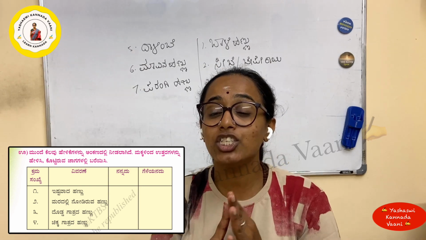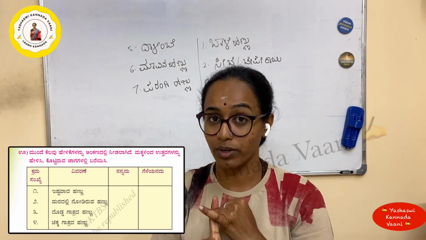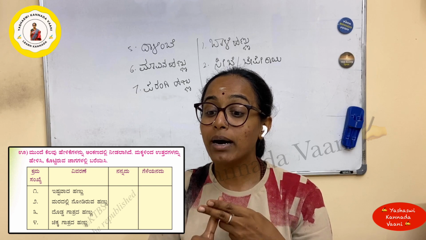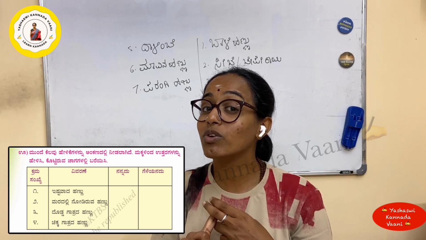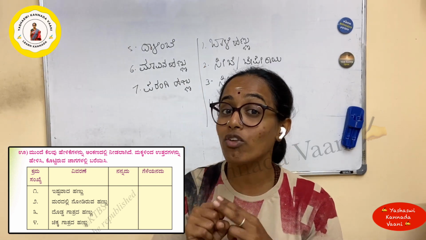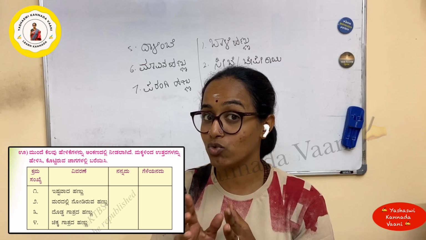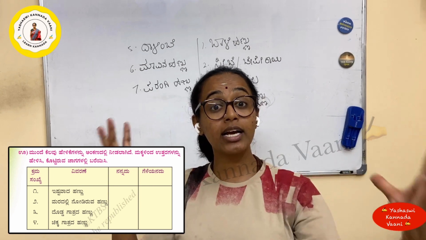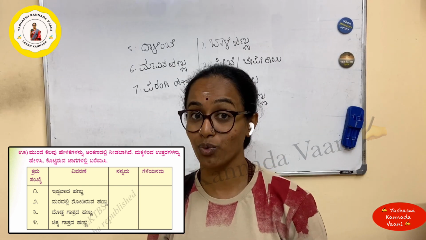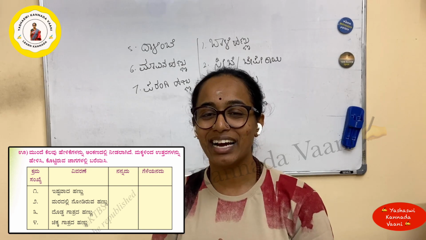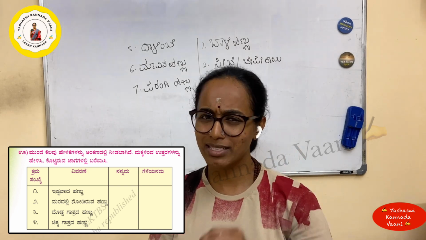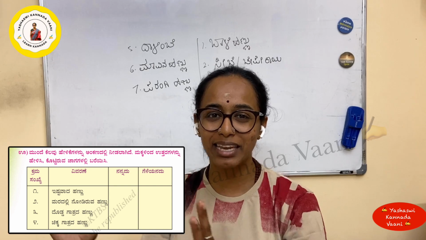Okay, ಇಷ್ಟವಾದ ಹಣ್ಣು, favorite fruit. Second, ಮರದಲ್ಲಿ ನೋಡಿರುವ ಹಣ್ಣು, the fruit which is seen on the tree. ಮರದಲ್ಲಿ, in the tree, on the tree. Okay, ದೊಡ್ಡ ಗಾತ್ರದ ಹಣ್ಣು, big size fruit. ಚಿಕ್ಕ ಗಾತ್ರದ ಹಣ್ಣು, small size fruit. The same questions here they have made in a table.